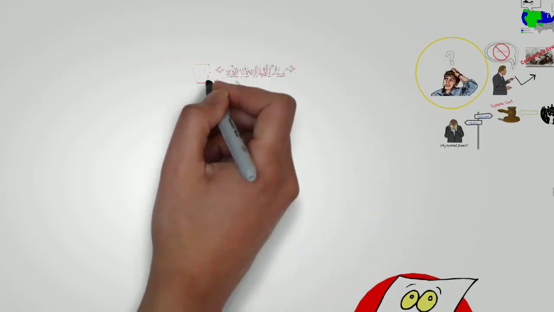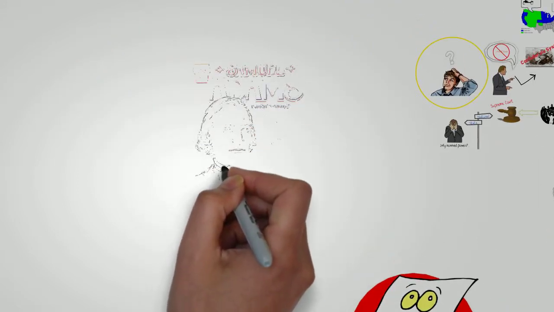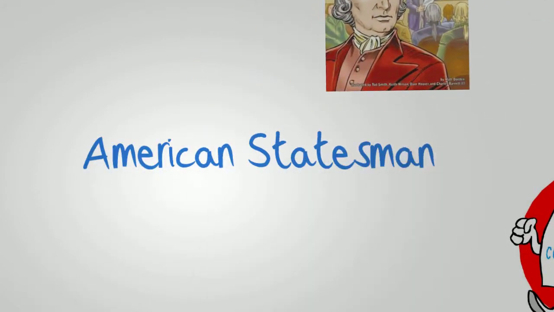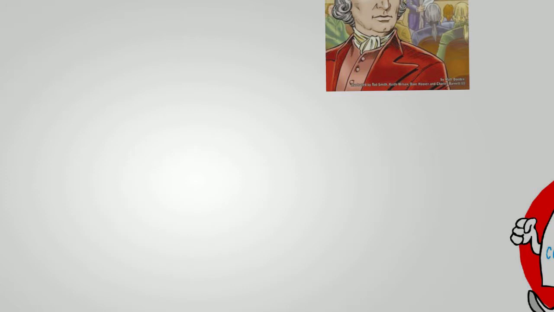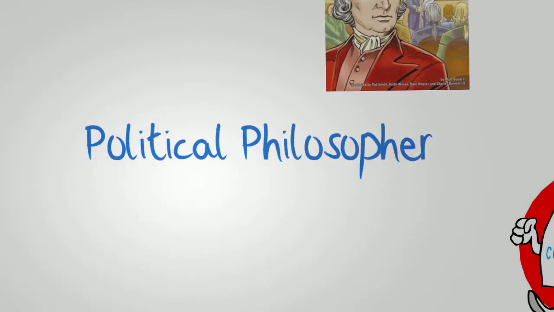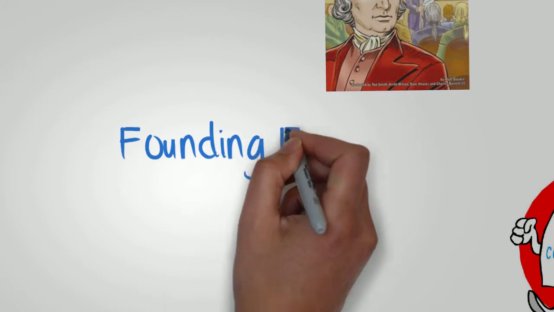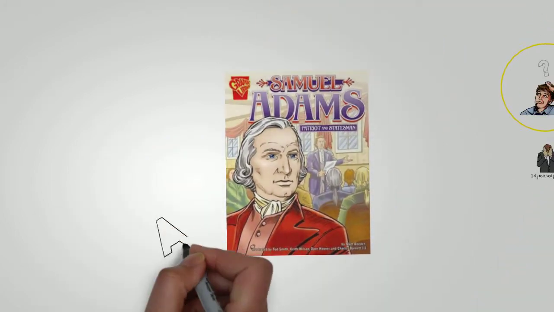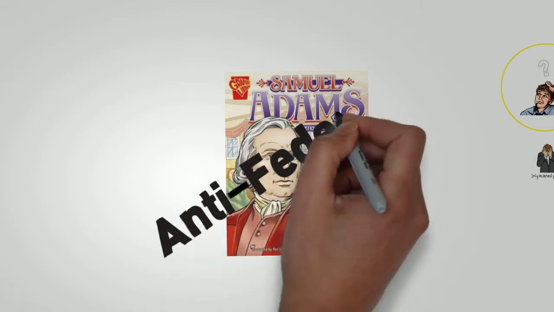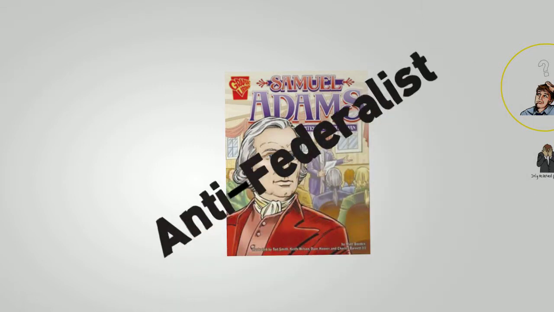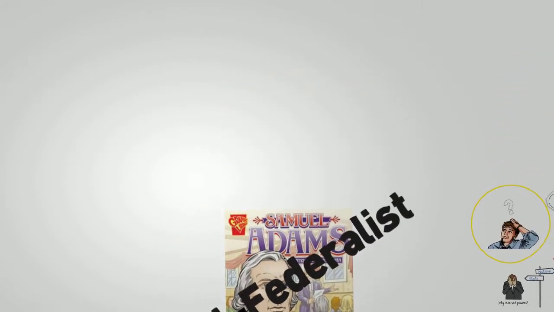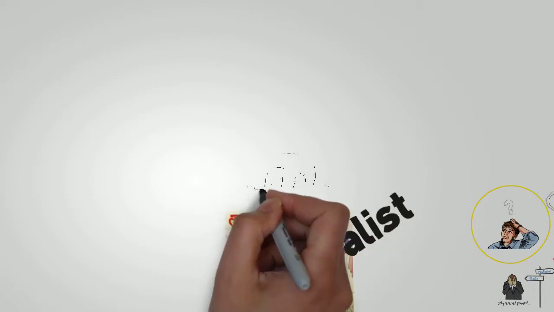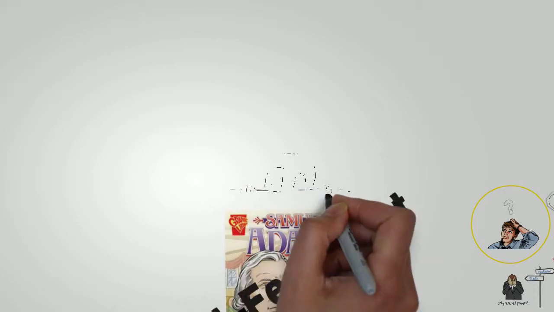The individual in this picture is Samuel Adams, an American statesman, political philosopher, and one of the founding fathers of the United States. He was labeled as an anti-federalist by proponents of the new Constitution. At the Massachusetts ratifying convention in January 1788, Adams rarely spoke, but rather carefully listened to the arguments instead of joining the other anti-federalists.